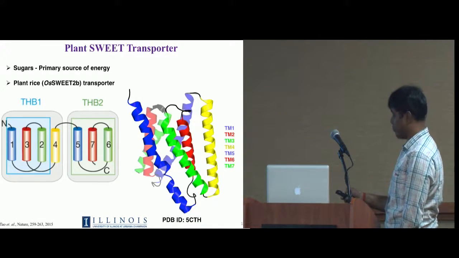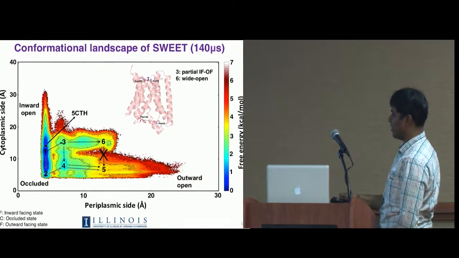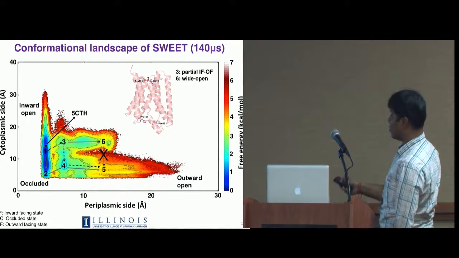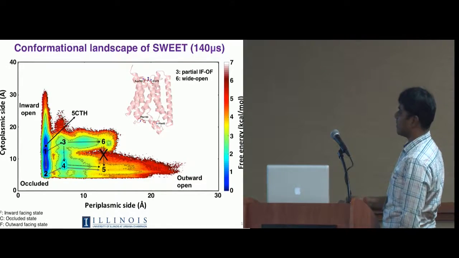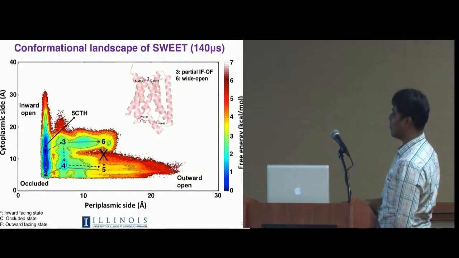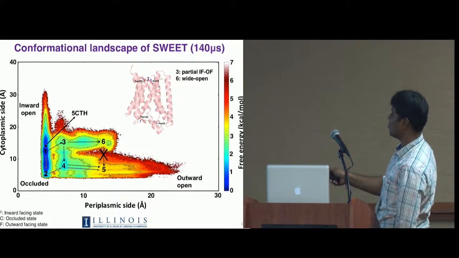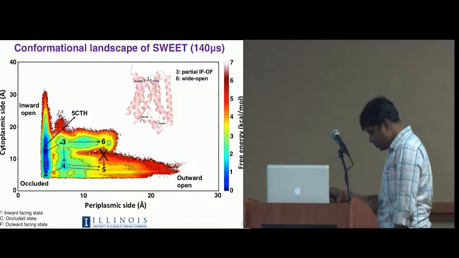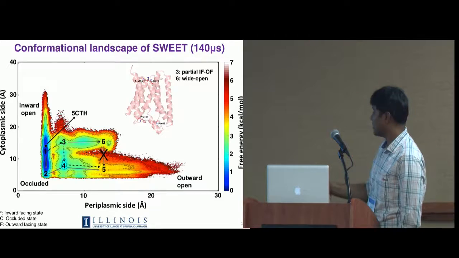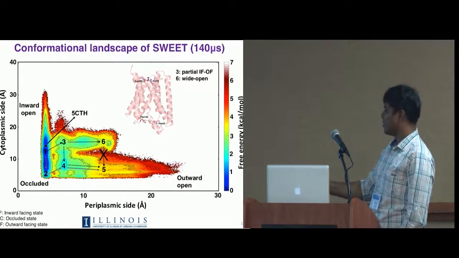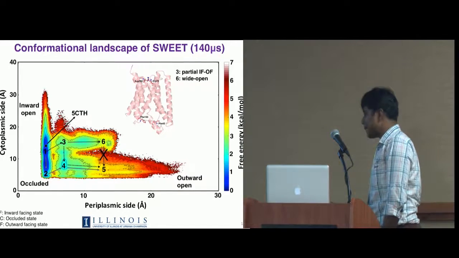We also performed the simulations on Blue Waters. In this case, we started with one structure, and we got the entire landscape. The total simulation time is about 140 microseconds. We also characterized various states like inward open, occluded, and outward open. The plot is obtained by measuring the gating residues at the top and the bottom of the transporter. And we estimated the free energy to be approximately 5 to 6 kcal for one complete cycle from IF to OC and OC to OF state.